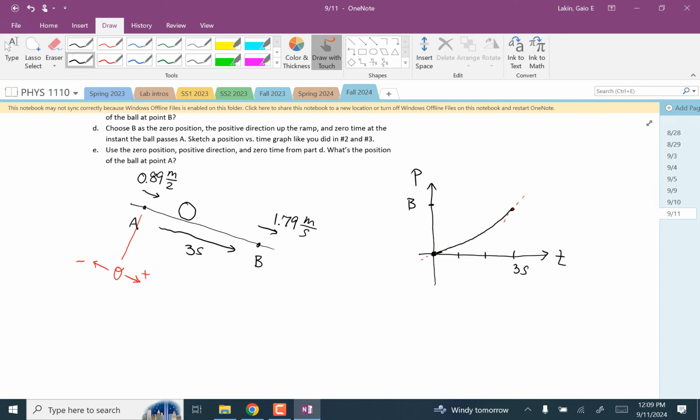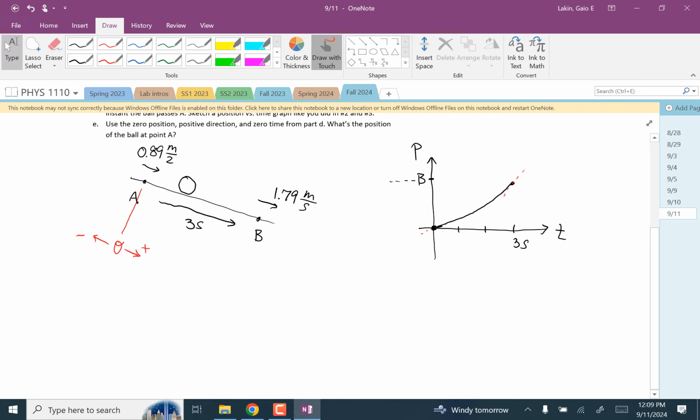Okay, what about calculating the position at B? We don't know yet what this numerical value is. I'll calculate that and then we'll put it in the graph. So the first thing we have to do is choose our 0 position, positive direction, and then our 2 stopwatch instants, when we turn it on and when we turn it off. This shows the 0 position and the positive direction.